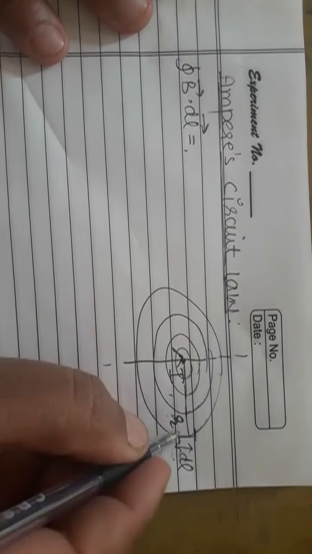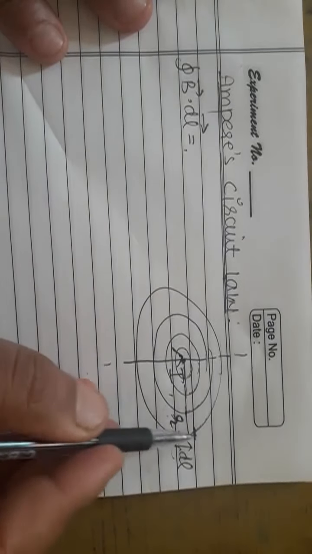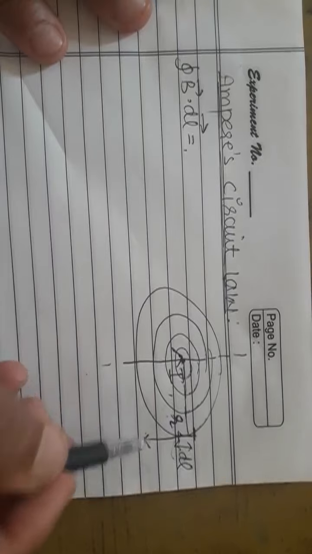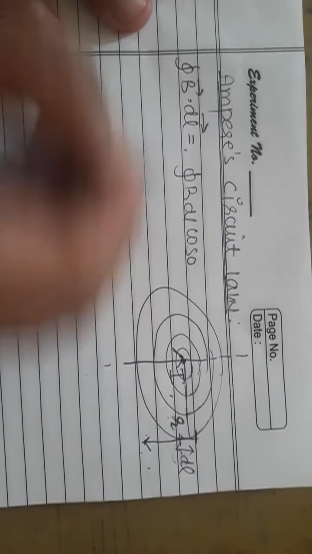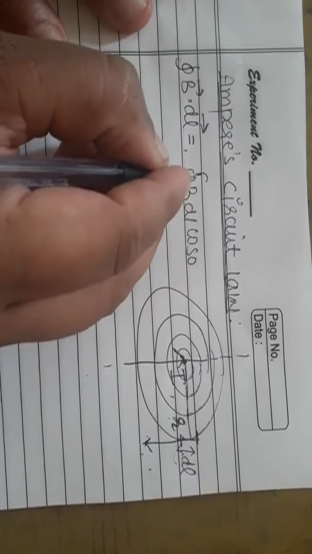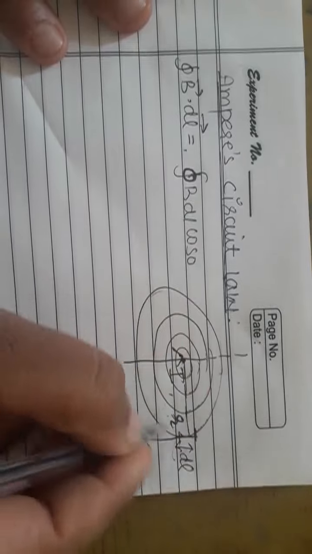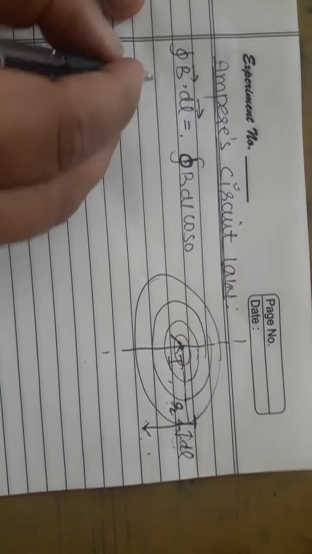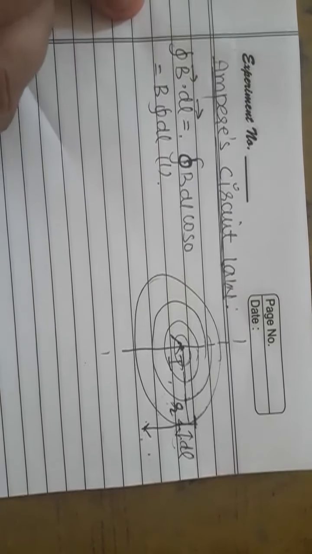Now you know that if you apply the right hand thumb rule, then the magnetic field will be in this direction, and the angle between dl and B, you can see, is 0. So if I solve, I get B dl cos 0. This is the sign of integration. This line is called the closed path. Take B outside, inside you get dl, and cos 0 is 1.